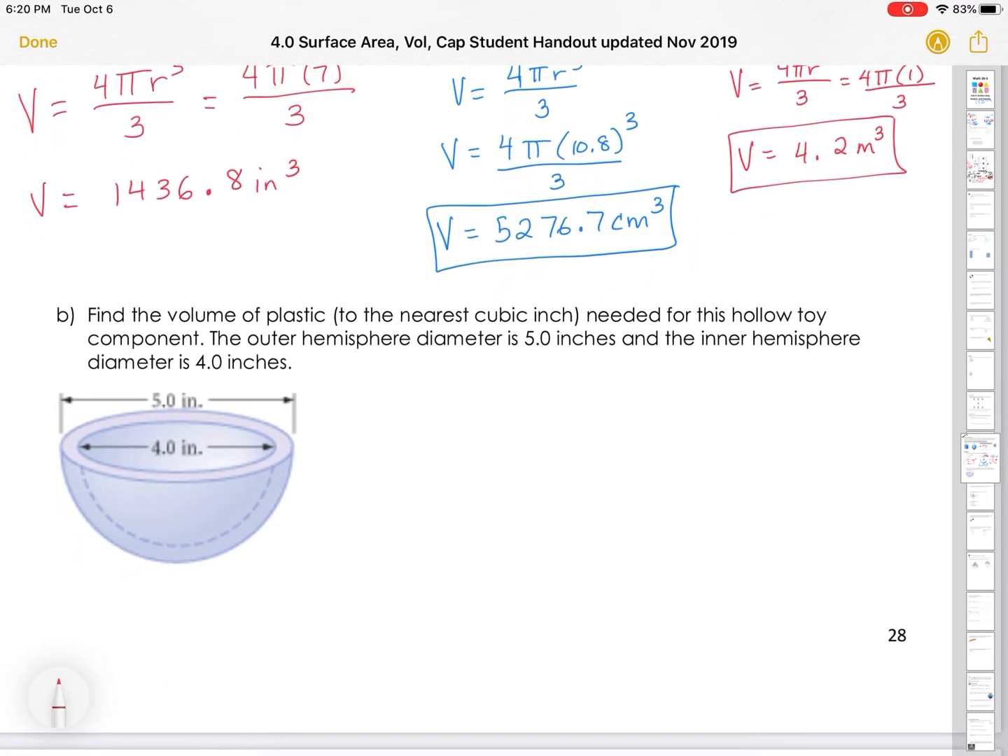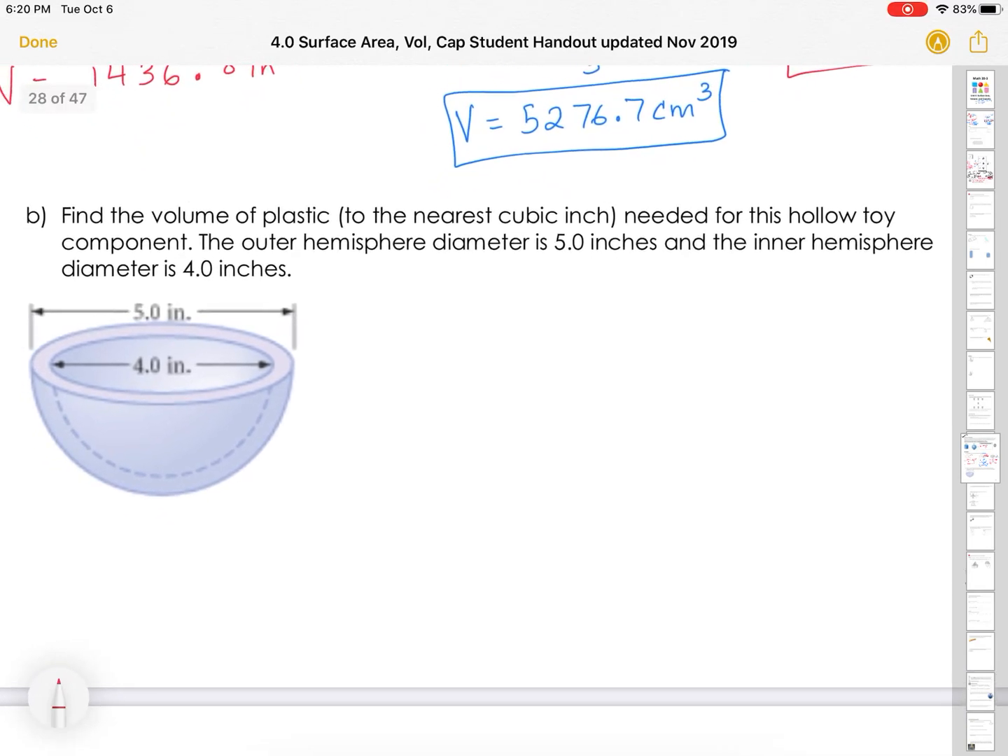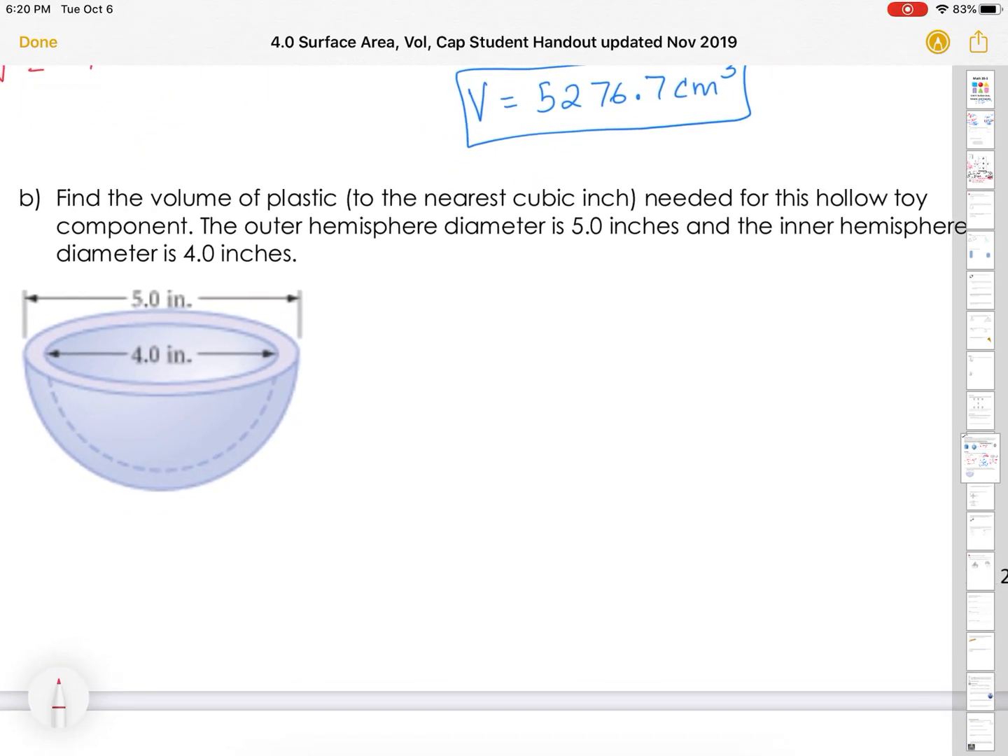Now here it says, find the volume of plastic to the nearest cubic inch needed for this hollow toy component. The outer hemisphere diameter is 5.0 inches and the inner hemisphere diameter is 4.0 inches. So what we have to figure out is the outer and the inner hemisphere, and then we need to subtract, because if we find the volume of the outer, and then we carve out the inner, we're removing that inner shell.